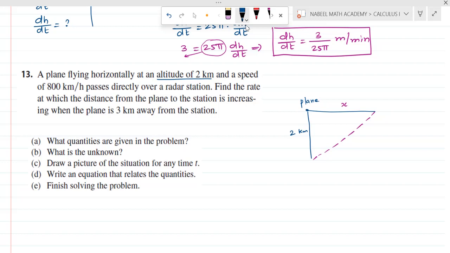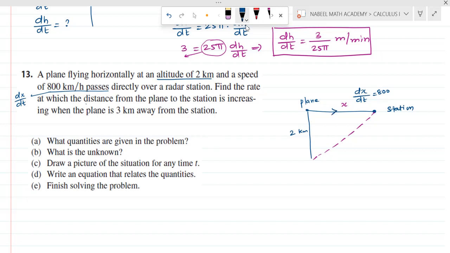So what is the question given? This one is dx over dt, given. So it is flying with the speed. Speed means rate of change, 800 kilometers per hour. What do you have to find here? Find the rate at which the distance of the plane to the radar station is changing. This is the radar station, and the plane is moving towards the radar station, right?